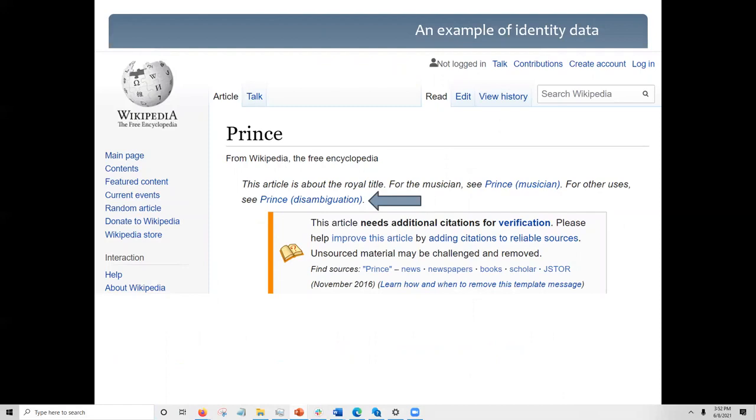So this is an example of an identity that's out on the web, coming from Wikipedia. And you'll notice that it has this disambiguation. And it tells you right here, this article is about the royal title. If you want the musician, you're going to see Prince the musician. And for other users, you're going to see this other entry for Prince. So it's giving you a little bit of information. If you're looking for this identity, if you're looking for the musician, look here. So this is one way to manage the identities, because we want to ensure that people can find who they're looking for.